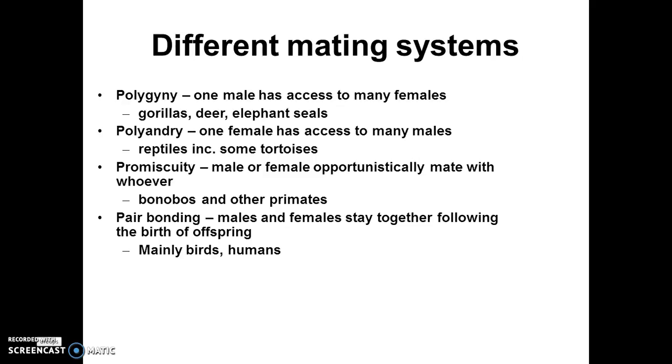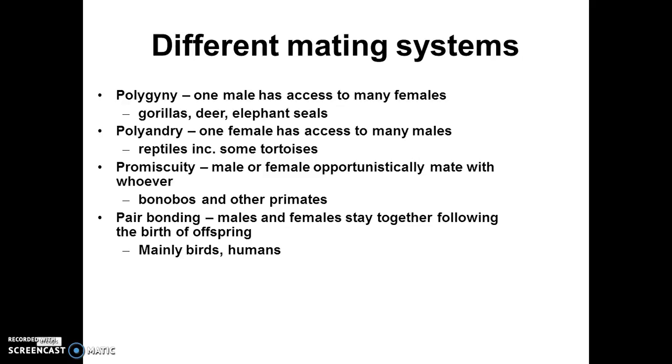And then finally there is pair bonding. Pair bonding is where the males and females mate together, usually following a protracted courtship. So courtship is important. The males hang around following the birth of the offspring and will help provision the offspring, either by foraging for food or by looking after the babies in other ways, for example incubating them. Possibly humans do this, but this is mainly an avian strategy, avian just being the Latin name for birds. About 90% of all bird species pair bond.